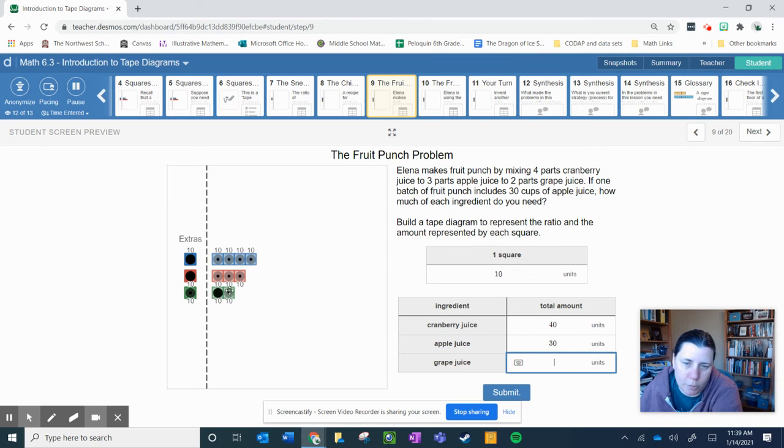And then I've got 2 parts grape juice. Each part is 10 cups. So I've got 20 cups of grape juice. And I can double check that these numbers are in the right ratio. It's 4 to 3 to 2. 40 to 30 to 20 is equivalent to 4 to 3 to 2. So I know I have the right ratio, and I know that I have apple juice's 30 cups. So I know I'm right.